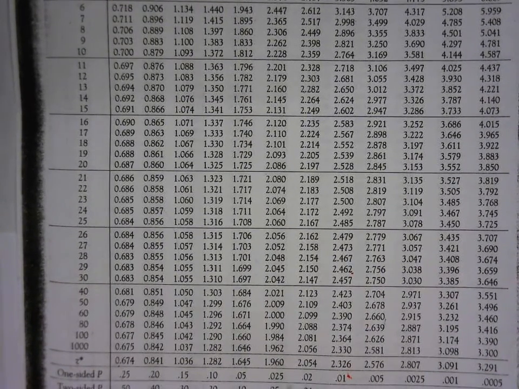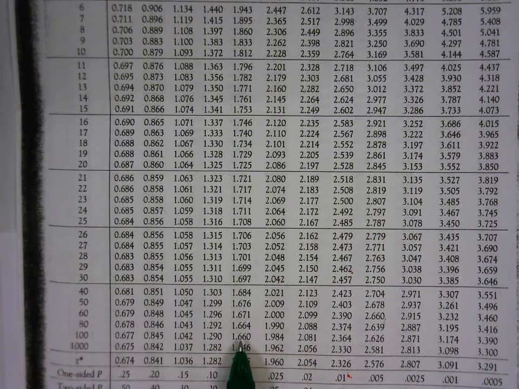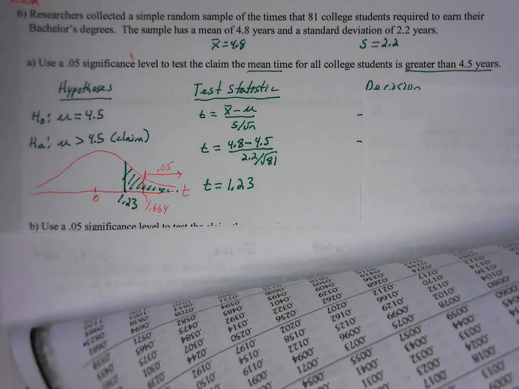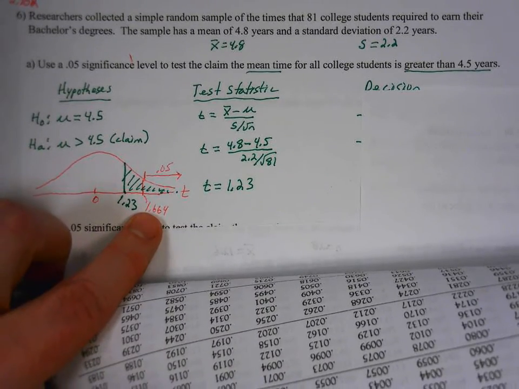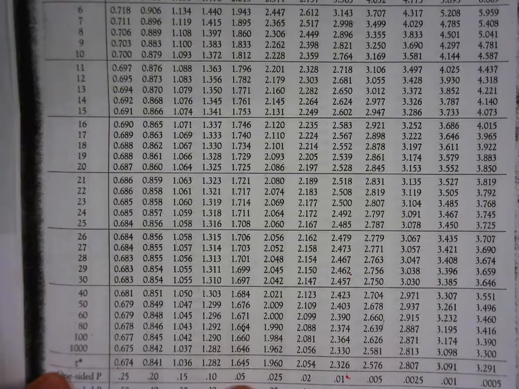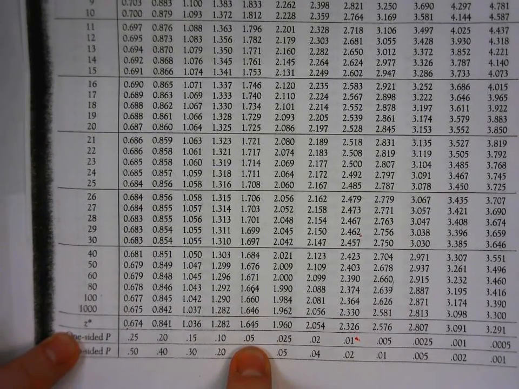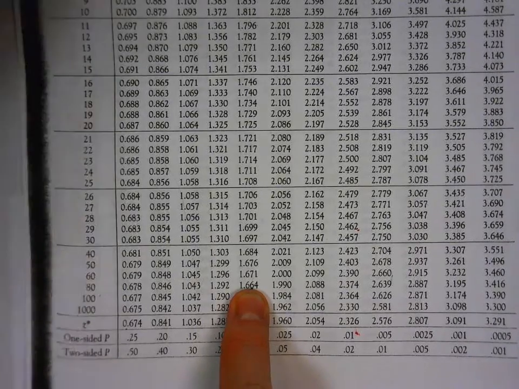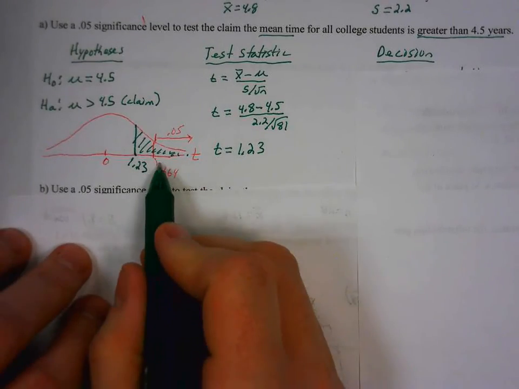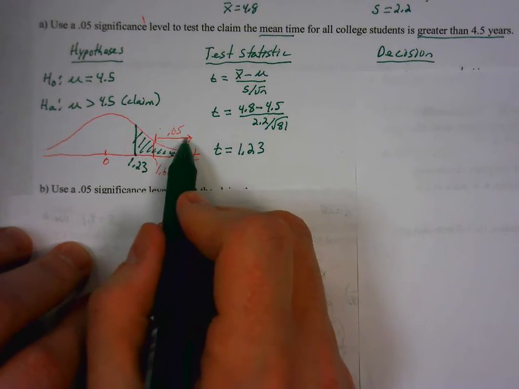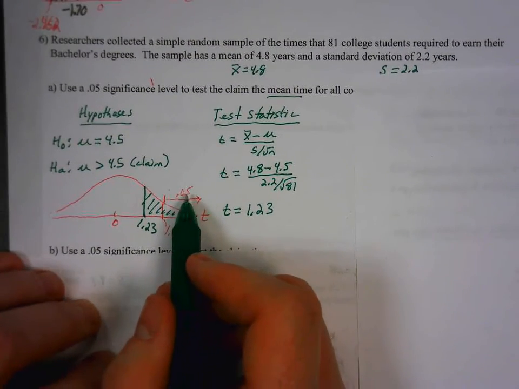There's 0.05 in one tail, so that gives us 1.664 for our cutoff value here. Again, 0.05 in one side of P because we shaded to the right. We just shaded one side, not both. So one side of P is 0.05, and 80 degrees of freedom gives us 1.664. That is the value on our t-distribution that has 5% or 0.05 area to its right with 80 degrees of freedom.